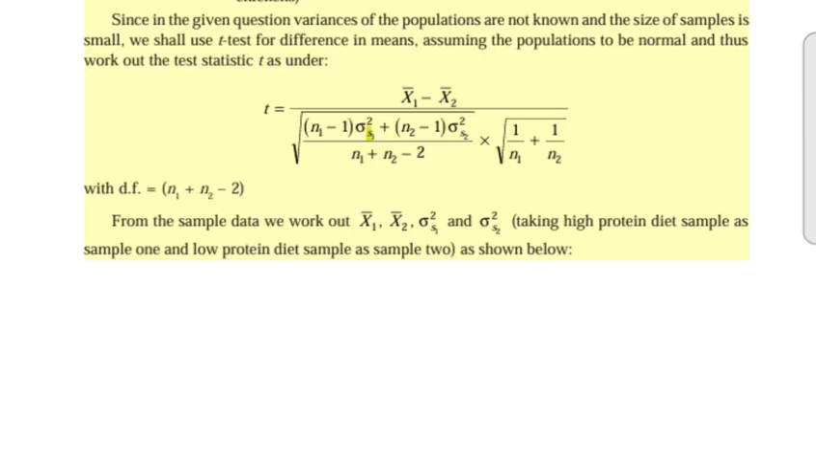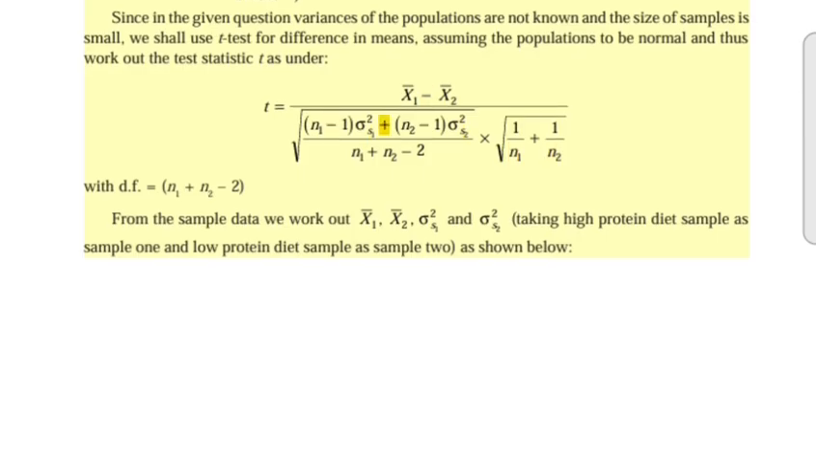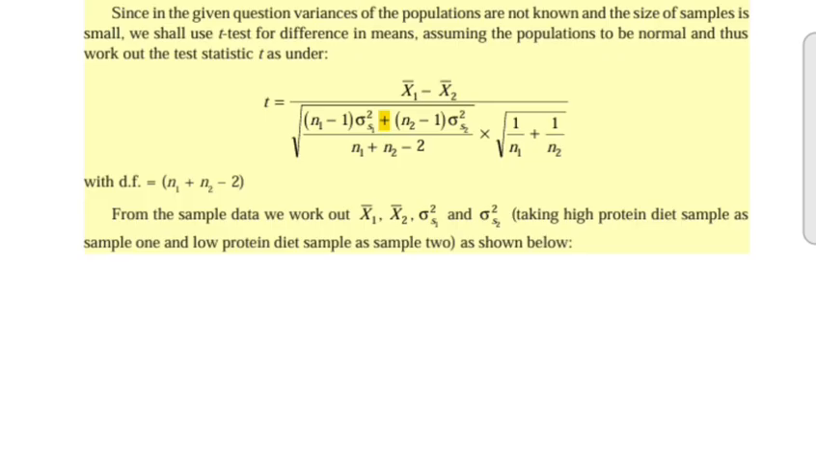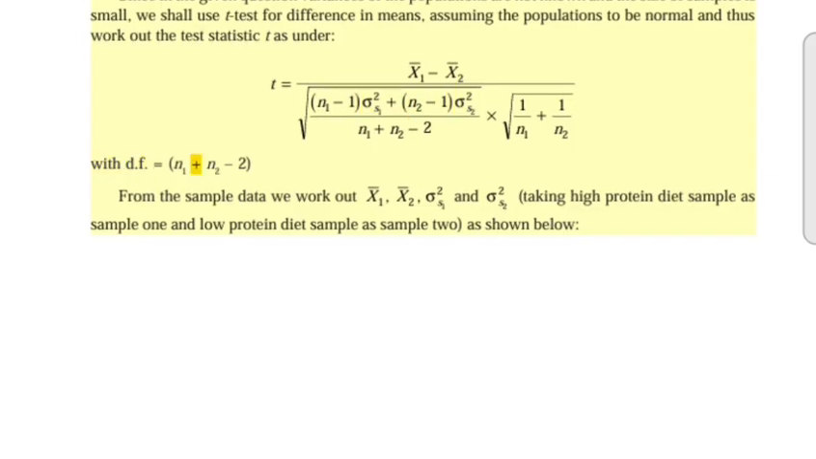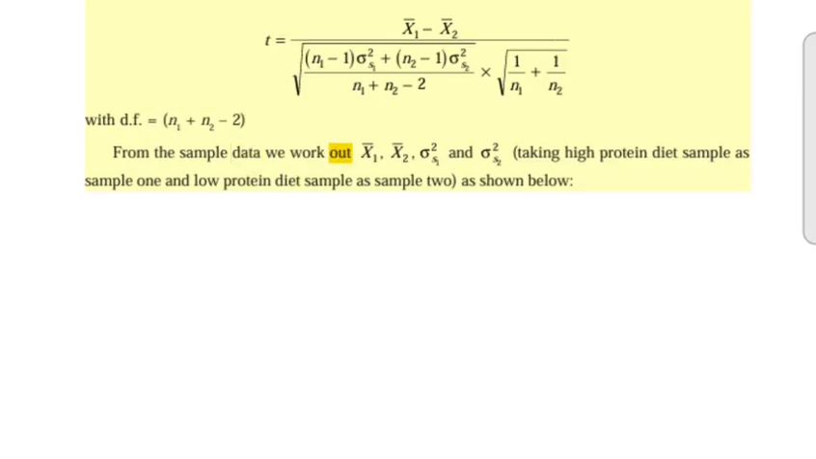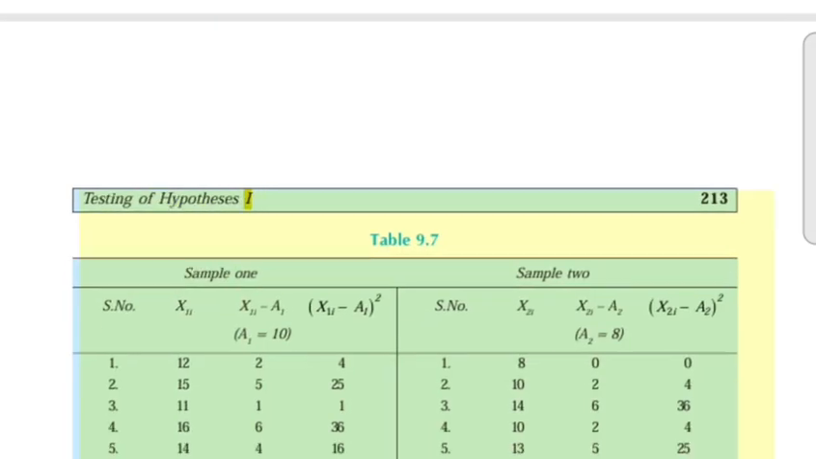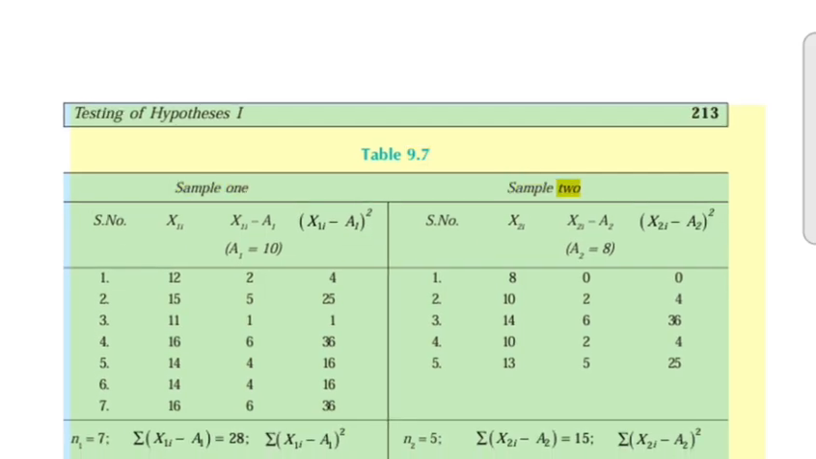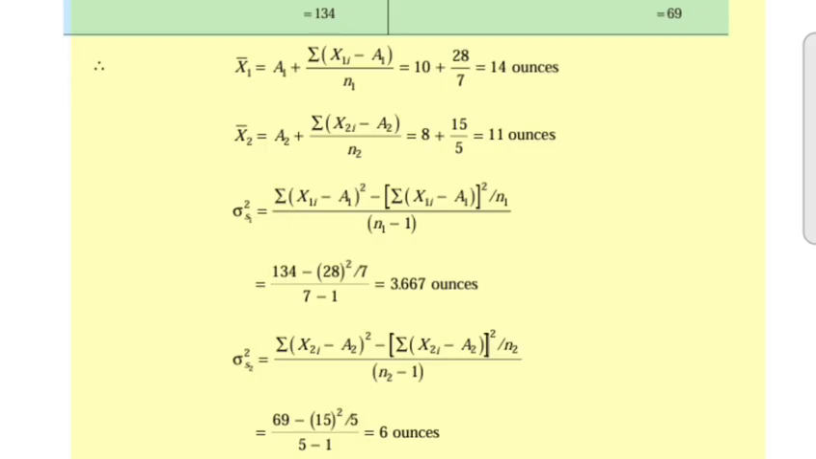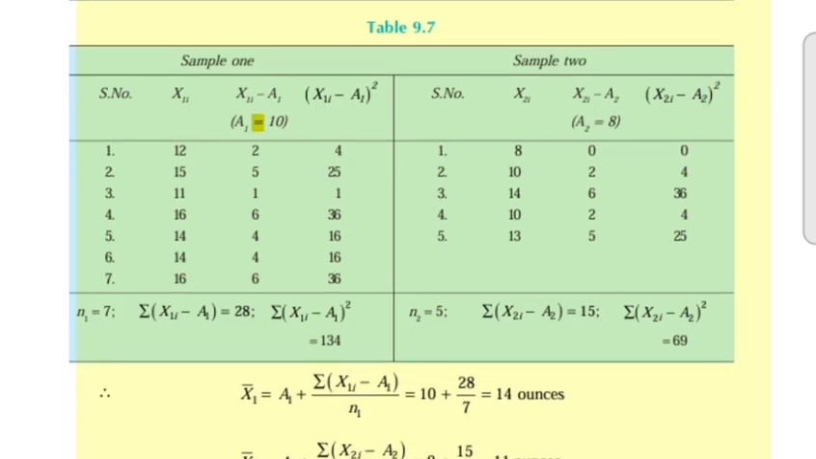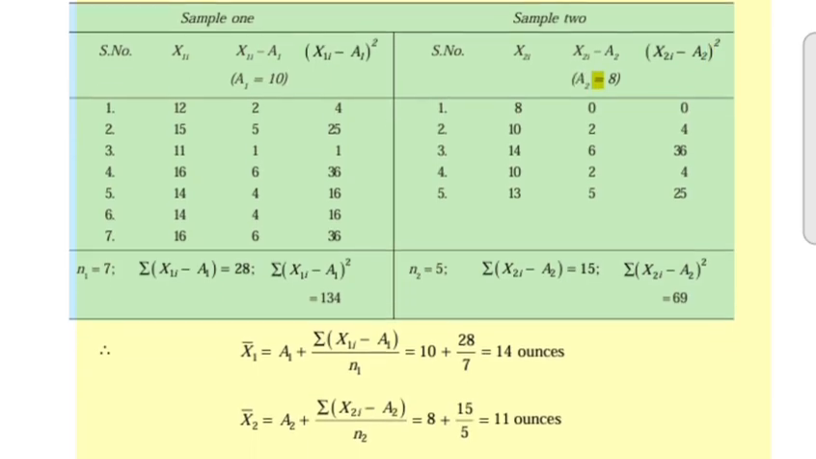t = (x̄1 − x̄2) / (σ times the square root of (1/n1 + 1/n2)), with d.f. = n1 + n2 − 2. From the sample data we work out x̄1, x̄2, Σ(X1i − x̄1)², and Σ(X2i − x̄2)², taking high protein diet sample as sample 1 and low protein diet sample as sample 2, as shown below. Table 9.7: sample 1 and sample 2, with A1 = 10 and A2 = 8.